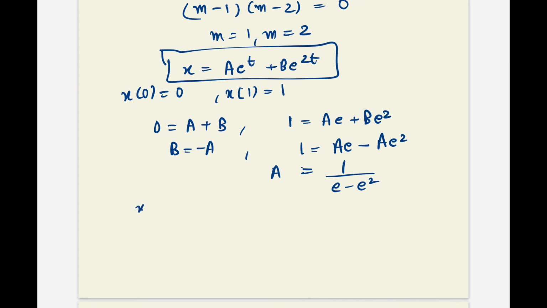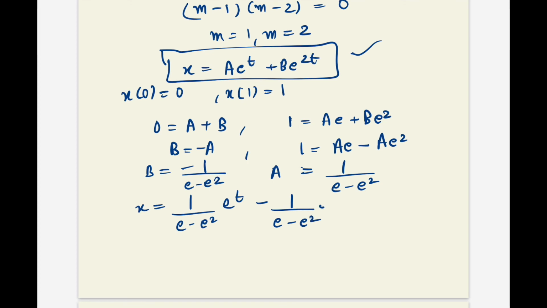Now we substitute in the solution a equals 1 upon e minus e square, and b will be minus of 1 upon e minus e square. So this will give e to the power t minus e to the power 2t, upon e minus e square. Now we have to find x at t equals 2.